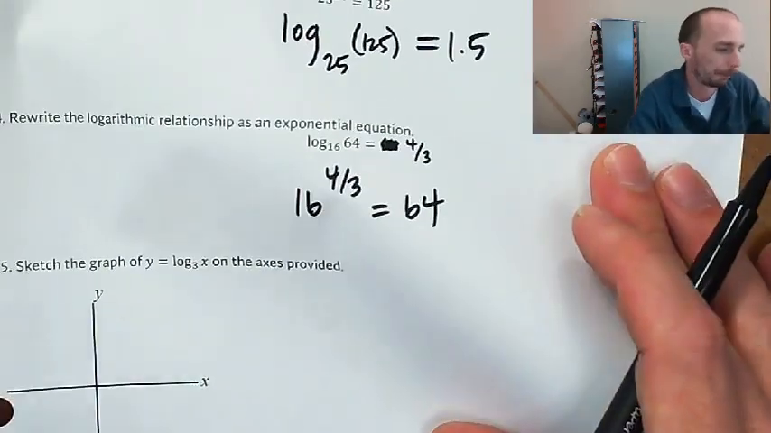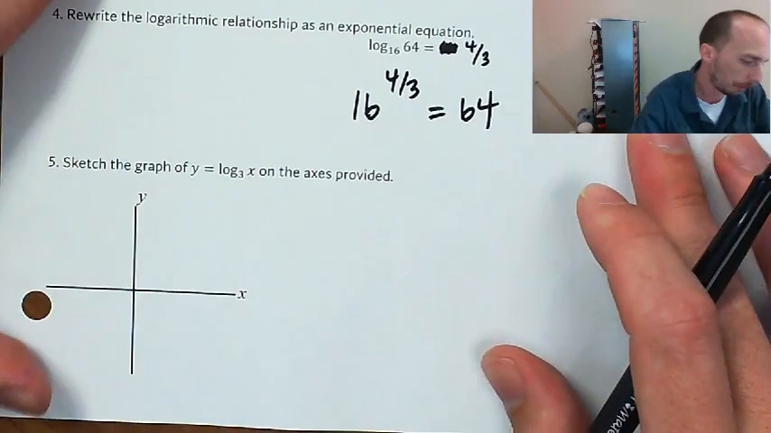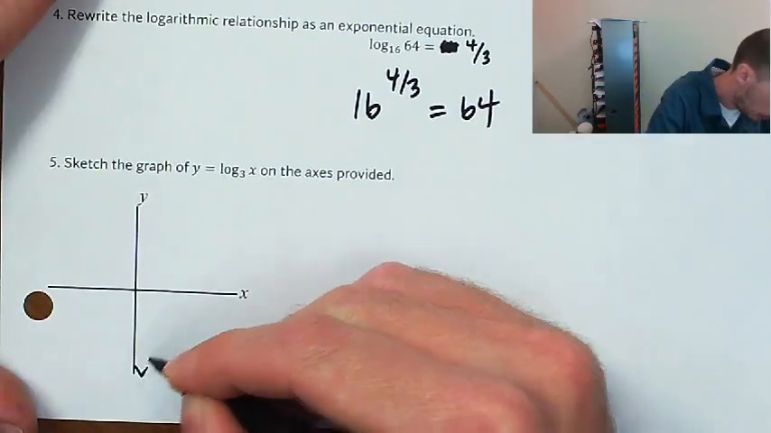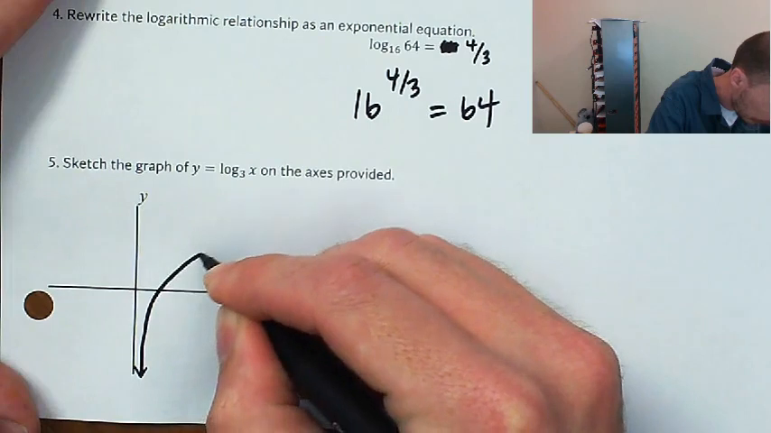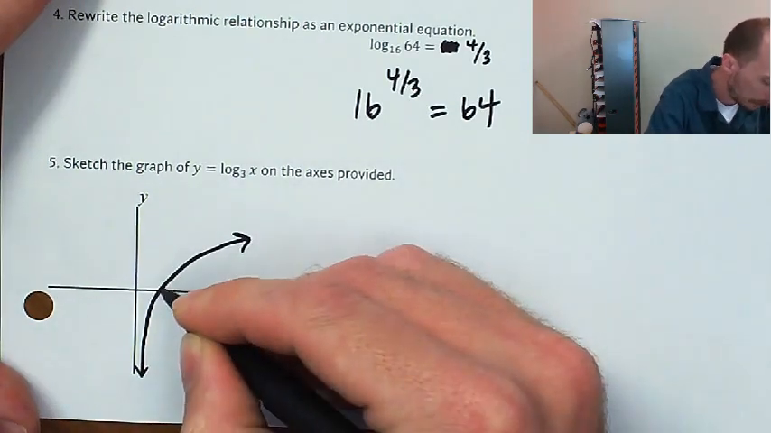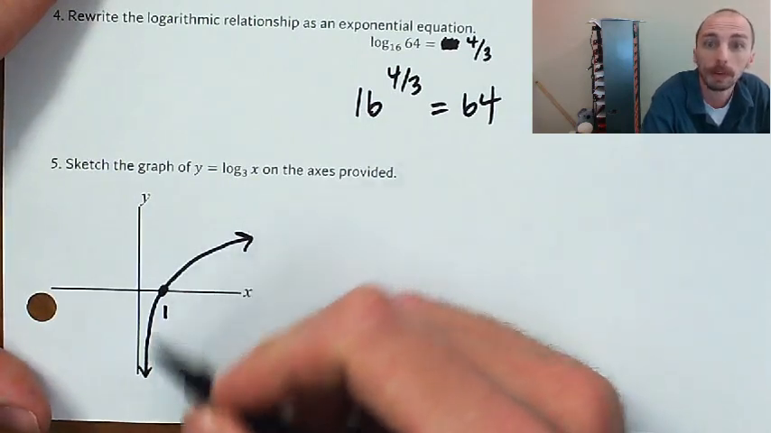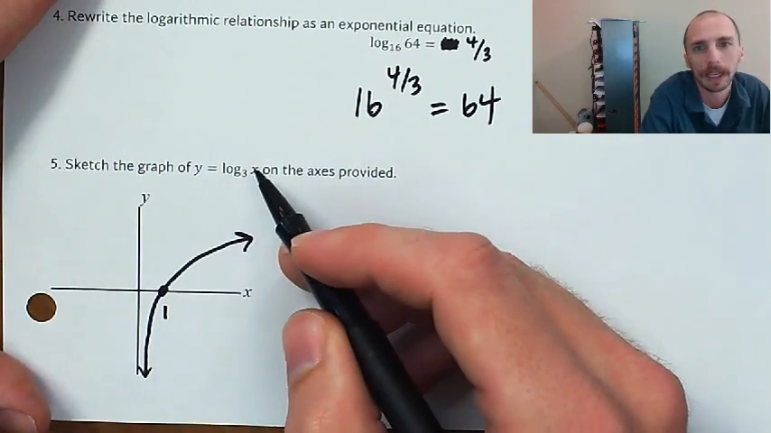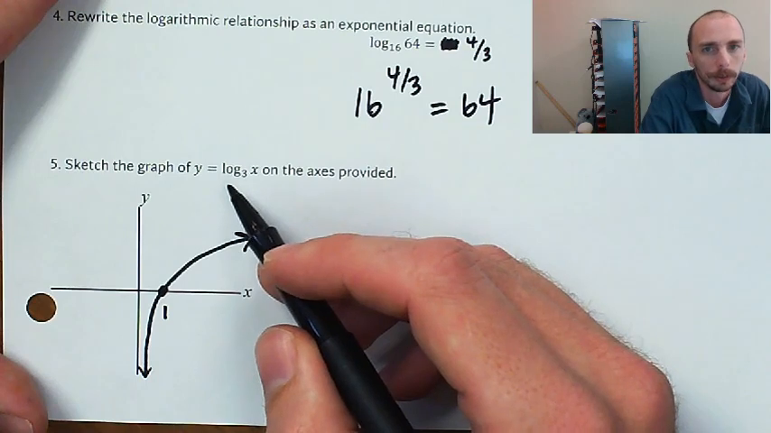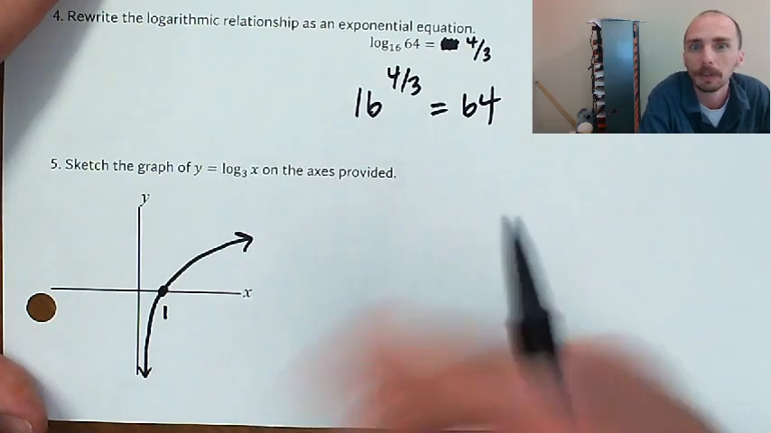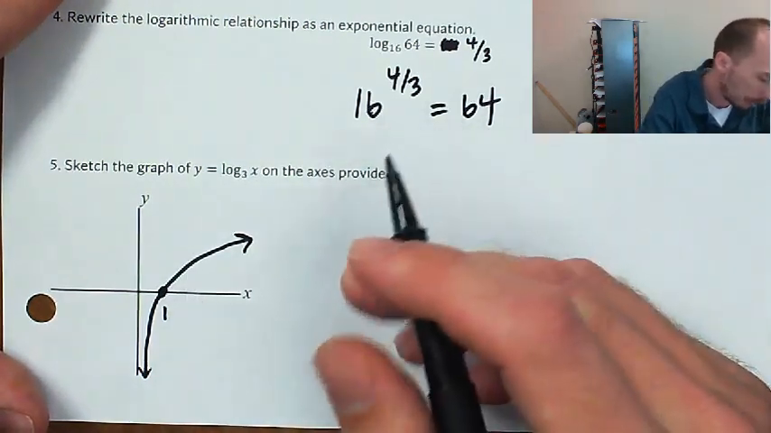All right. Now we're going to sketch the graph of y equals log base 3 of x on the axes provided. So that's going to be 1. And it's always like that. This is the shape of every log graph, provided it's not like x minus 5 or negative log base 3 of x. That'd be a different deal.